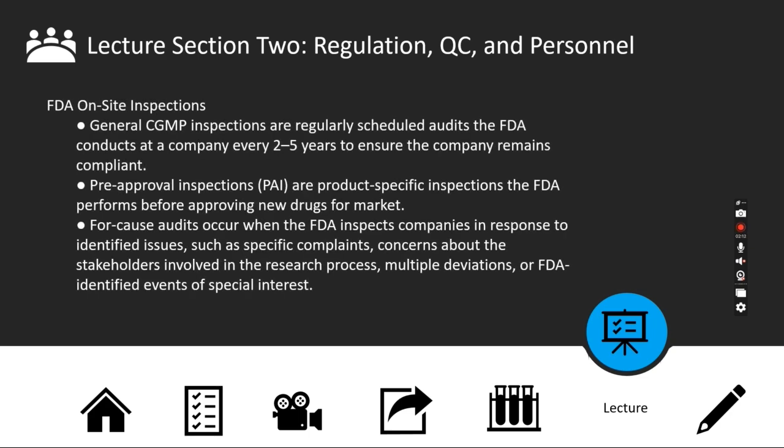There are 3 types of inspections. You're going to have your general inspections that happen every 2 to 5 years, your run-of-the-mill inspections just to make sure everything's running smoothly. You're going to have pre-approval inspections, which the FDA goes through when there's a new drug looking to be approved. The FDA wants to make sure the manufacturing of that new drug is going smoothly. If there is a complaint or an issue with a medication, those could be for-cause audits. It means that there was an issue, so the inspection is not a run-of-the-mill inspection or an inspection to approve a new drug. These are audits that have a cause.